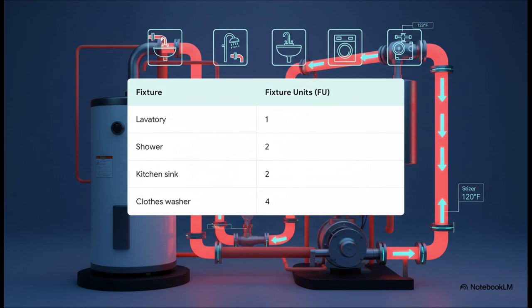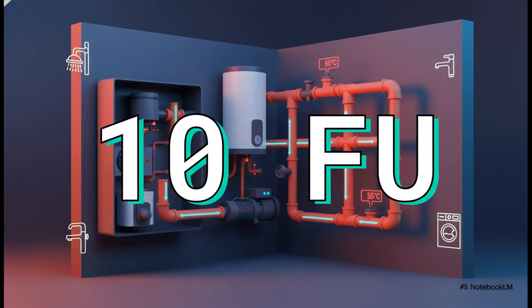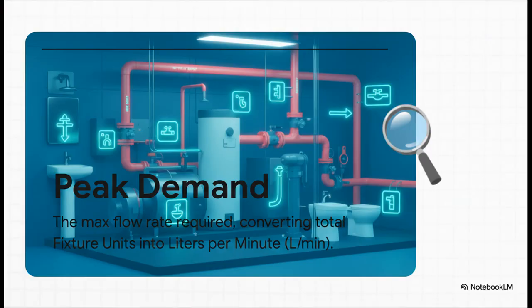Makes perfect sense, right? So for our villa, we literally go through the plans, find every shower, every sink, the kitchen, the washer, and just add up the points. For this project, our grand total comes to a nice clean 10 fixture units. That's our starting number.